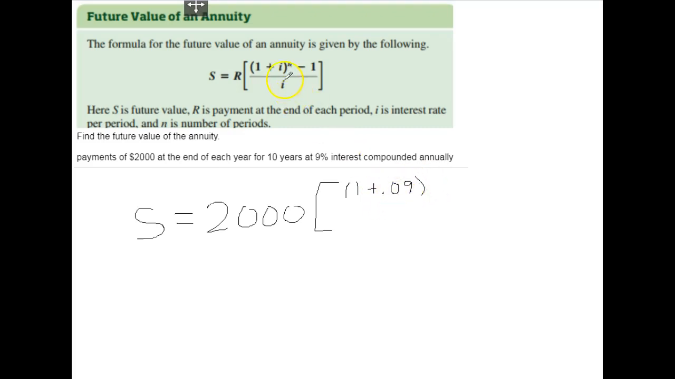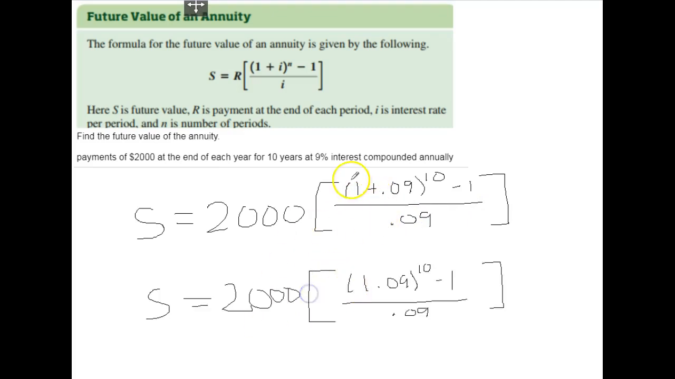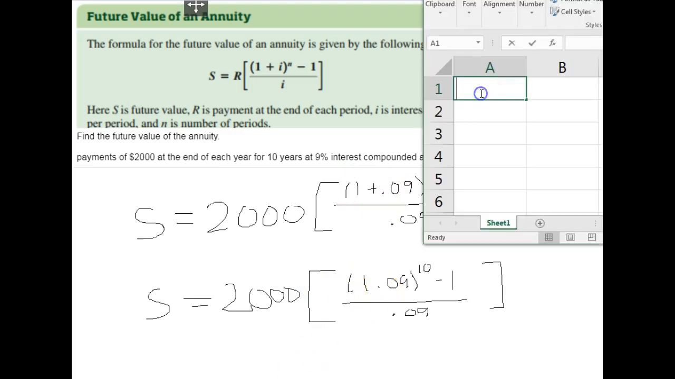So our interest rate was given, our number of years is given, and our interest rate again would be down here. So following our order of operations, let's do that parentheses first, and you add those two values together and get 1.09. So now I'm going to pull up Excel for my calculator.